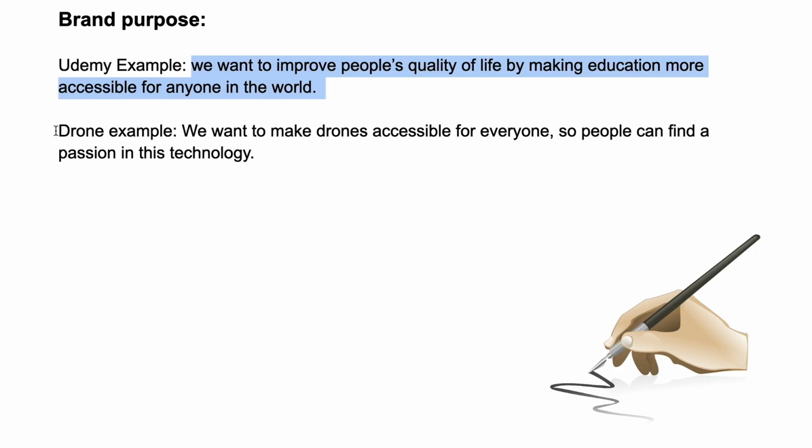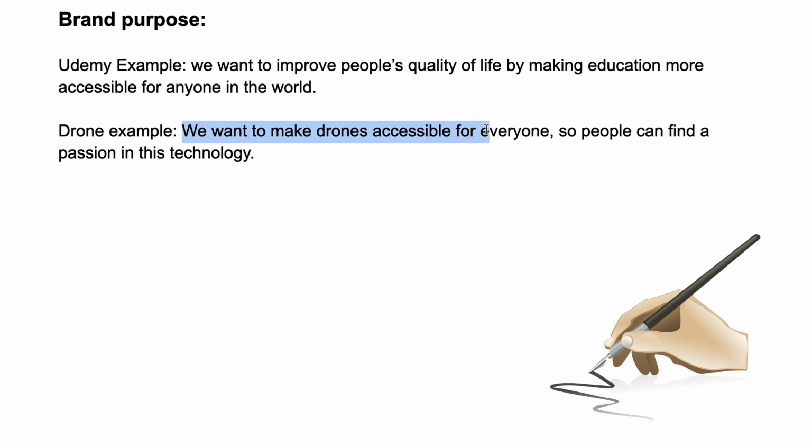Now, let's look at an example of our drone. This is that class project we're working on. Because it's an affordable drone, we might want to align our brand purpose and vision with that. So we might say something like, we want to make drones accessible to everyone so people can find a passion in this technology. So if you're a drone enthusiast working in this company, that would be a fun purpose for you because you love drones and so you want other people to love drones.